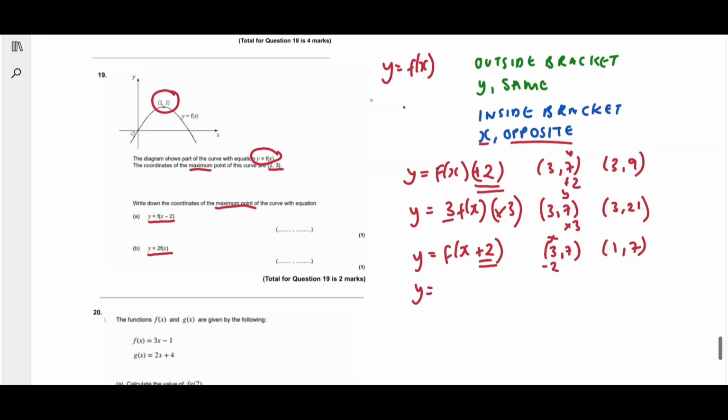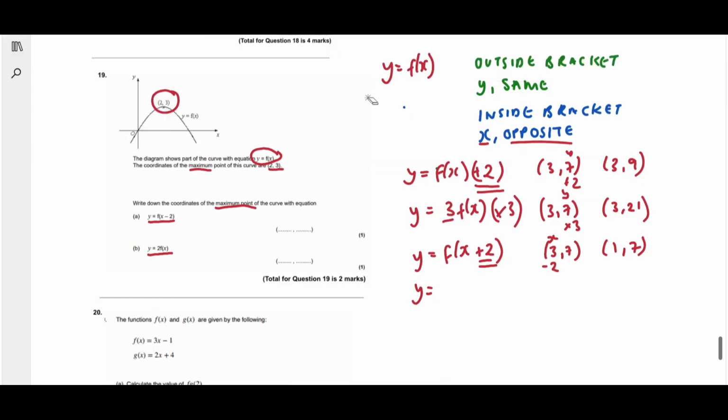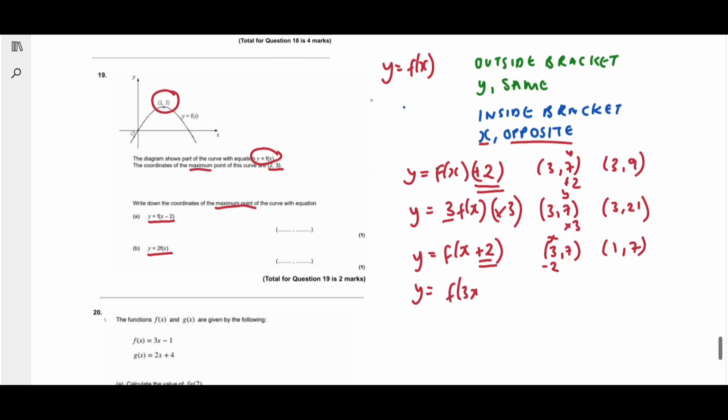Let's get rid of that, because I want it to be inside the bracket this time. So if I now had f(3x), the 3 is now inside the bracket, so that applies to x, but instead of multiplying by 3, I'm doing the opposite. So I divide x by 3. Again, I'll stick with the same coordinate, 3, 7. If I divide my x coordinate by 3, that gives me 1, 7. So in the first example, my x coordinate stayed the same. In the second, my y stayed the same.